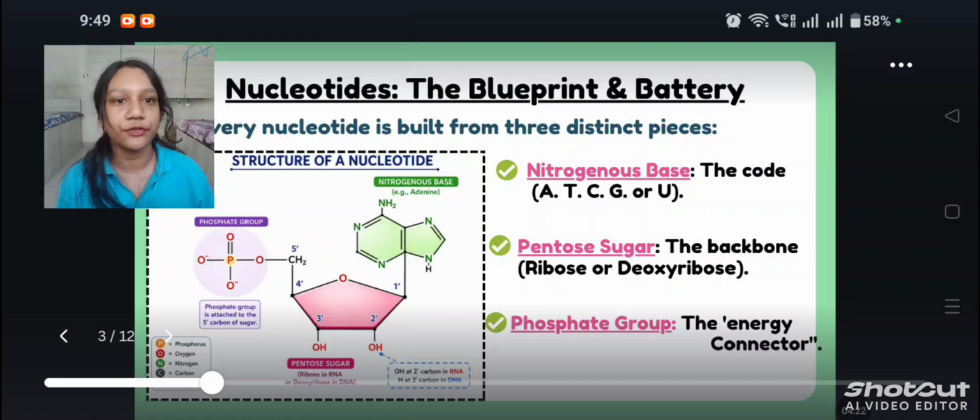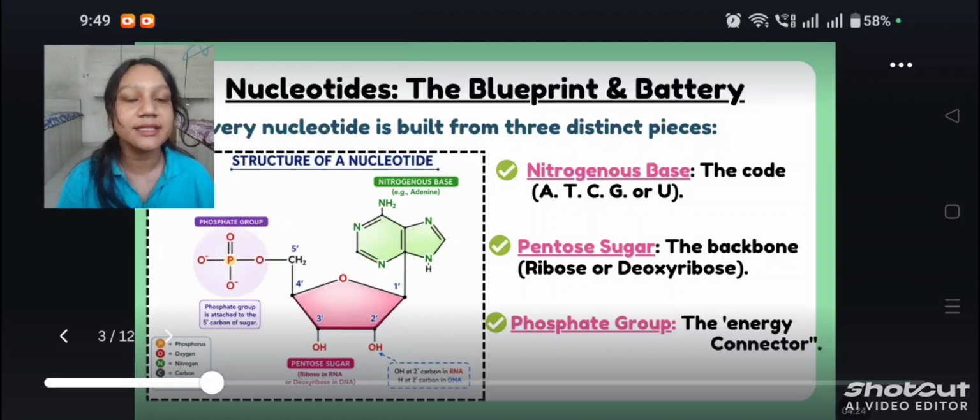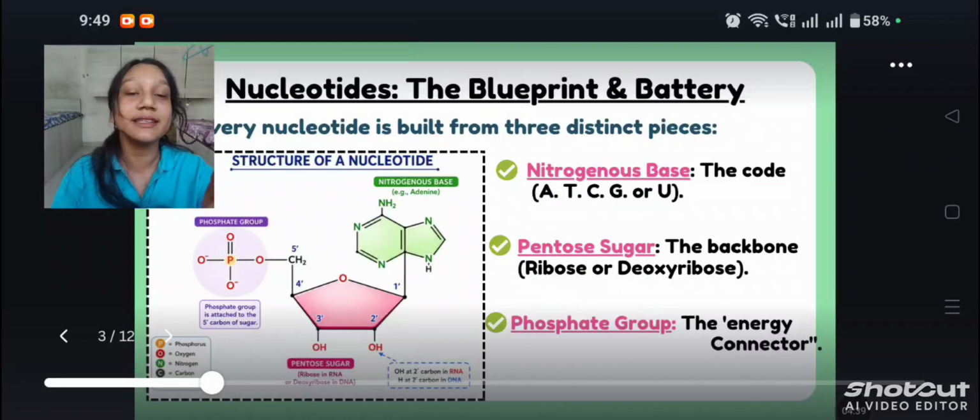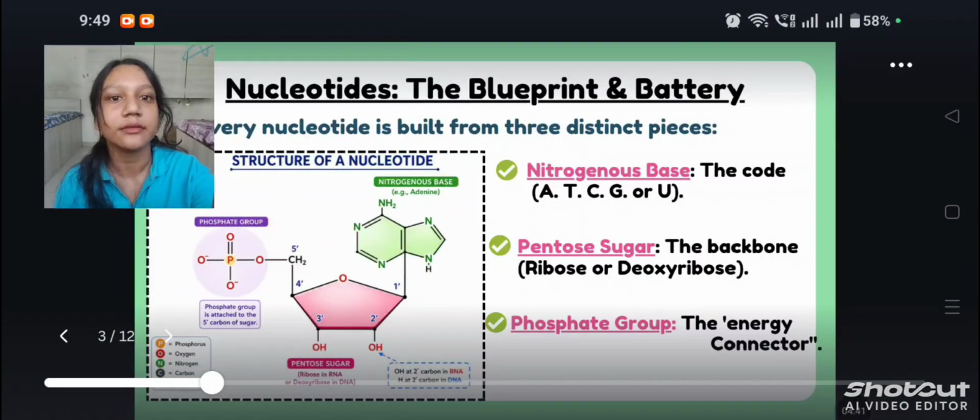Now let's see the structure of a nucleotide. As we can see in the given figure, the C1 carbon of the pentose sugar is attached to a nitrogenous base, for example adenine. And on the other hand, at the C5 carbon of the pentose sugar a phosphate group is attached. Now let's see some functions of nucleotides.